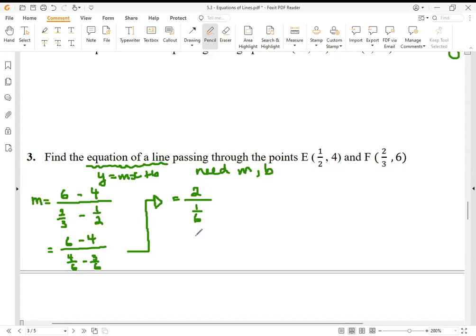Okay, I'm going to go further. I'm not going to leave 2 over 1 over 6 as my slope. If you remember, if you have a fraction in a fraction, is the same as saying this, which is the same as saying, oh my gosh, that's unfair, which is a 12. The slope is a 12. Oh, that's not so bad. Yeah, it's not so bad, right?